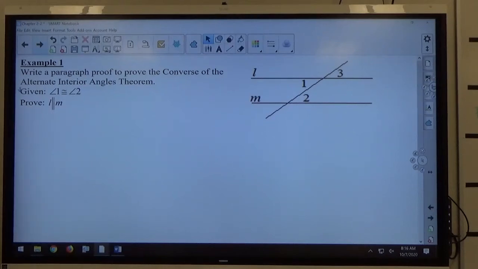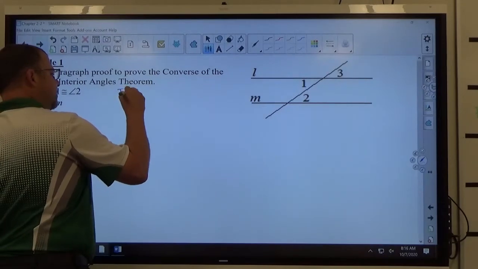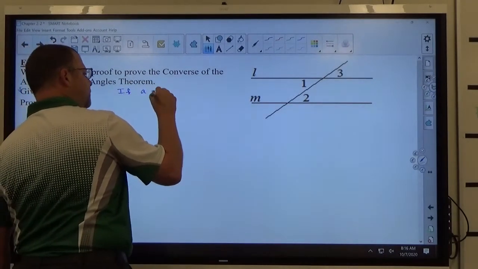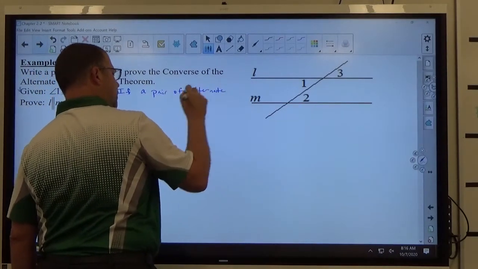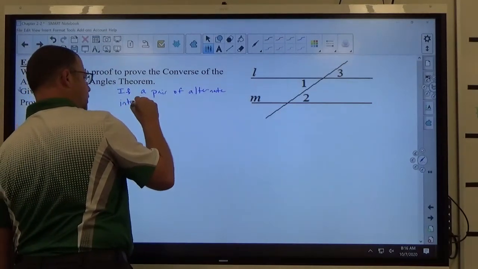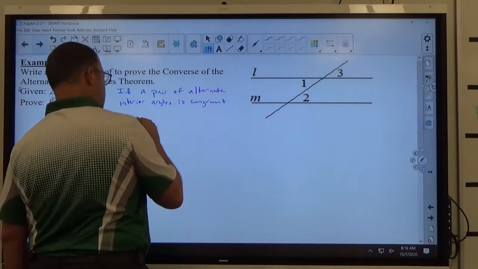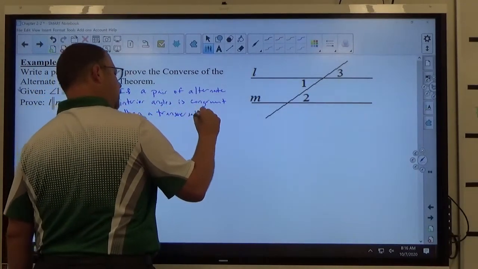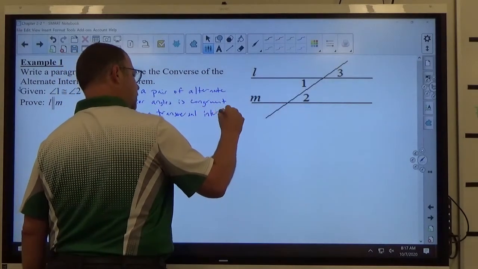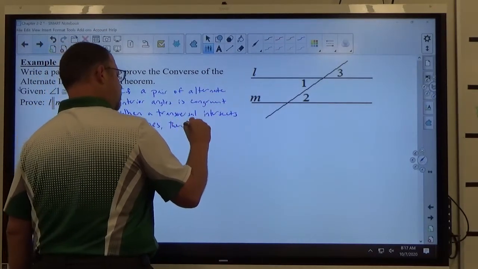Okay, so first problem, we want to write a paragraph proof to prove the converse of the alternate interior angles theorem. And the converse of the alternate interior angles theorem is: if a pair of alternate interior angles is congruent when a transversal intersects two lines, then the lines are parallel.